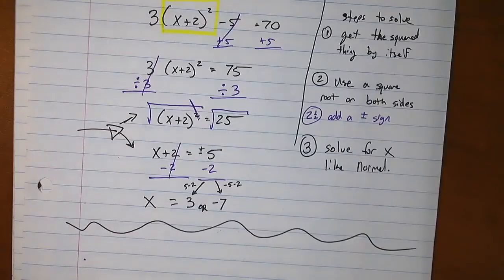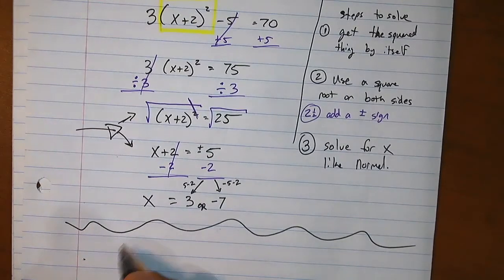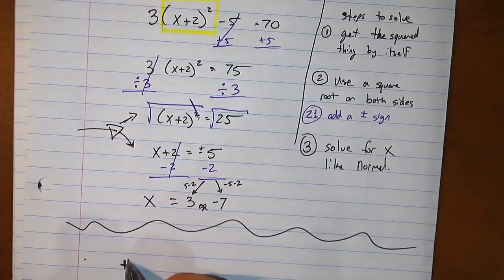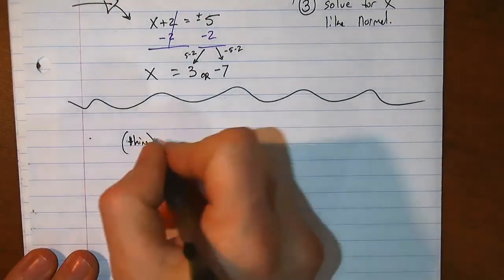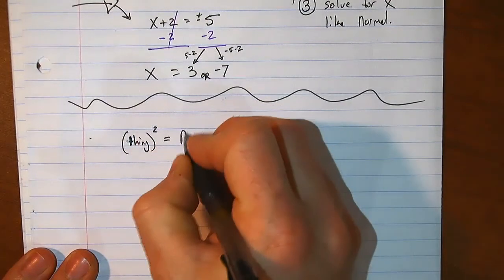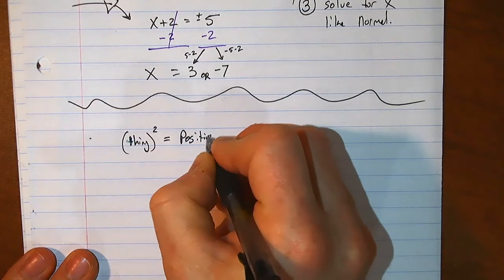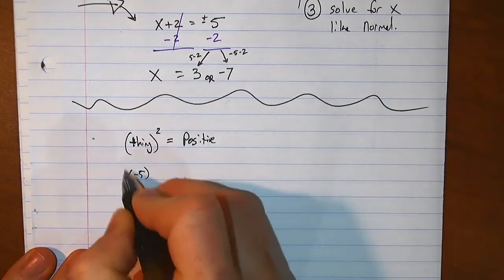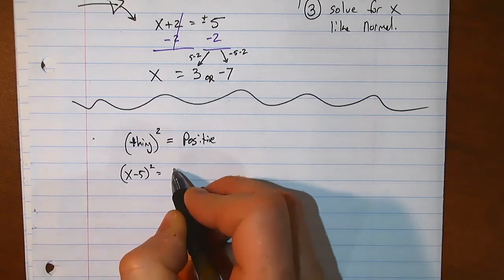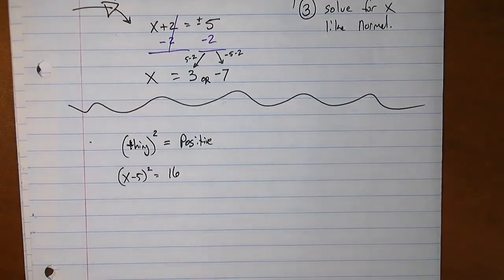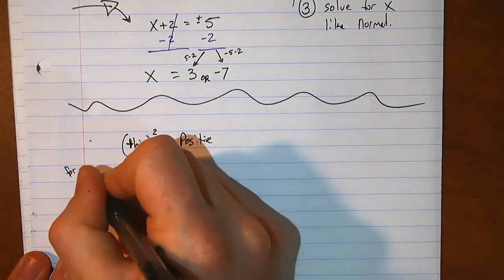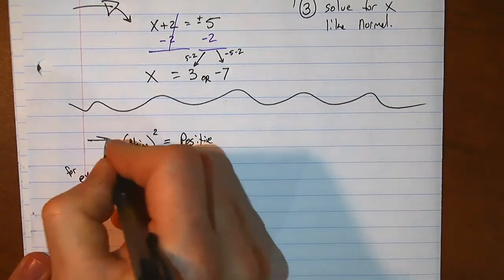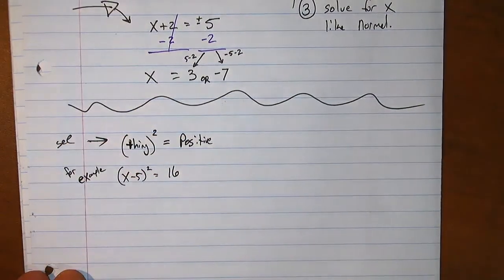So let's say that I get to the spot where I've got this thing that's being squared, whatever it is, no matter how it looks. It might just be an x, it might be an x plus 2, it might be an x minus 12, whatever. But I got that thing being squared, and it's equal to a positive number. Like, for example, x minus 5 squared equals, I don't know, 16, right? This is an example of what that will look like.